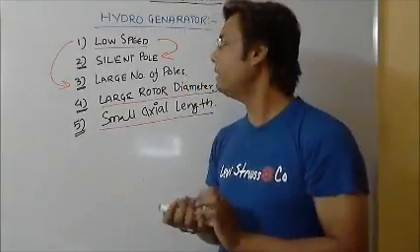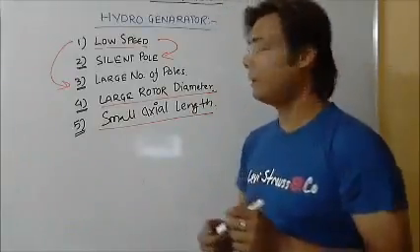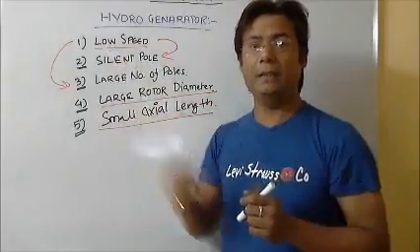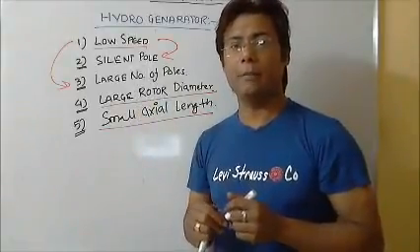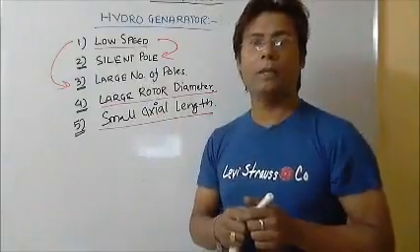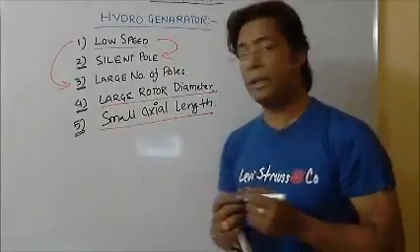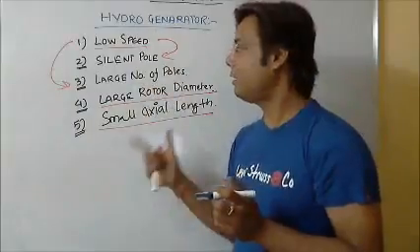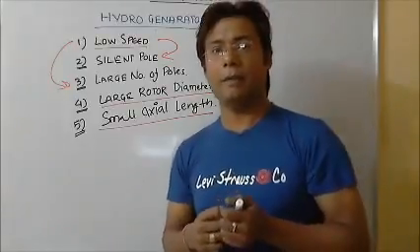One has to remember that hydro generators are normally of very low speed. They have a salient pole rotor. There are a large number of poles in it, a large rotor diameter, and a small axial length. All these things are important regarding theory objective type questions.